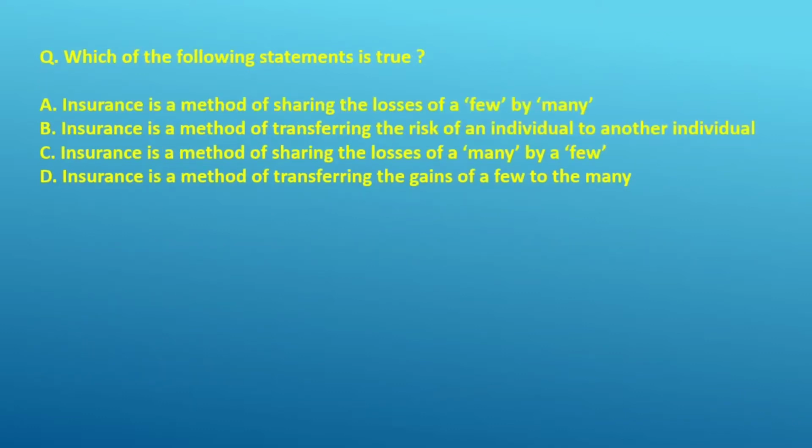Next, which of the following statements is true? Correct answer is A. Insurance is a method of sharing the losses of a few by many. We have already learned about this, that insurance is a mechanism where the losses of a few are shared by many.